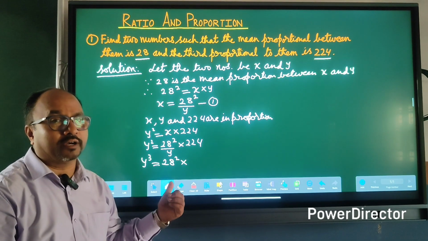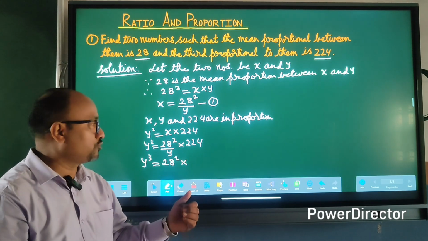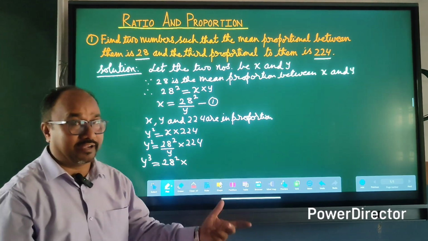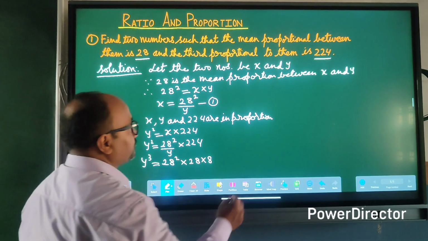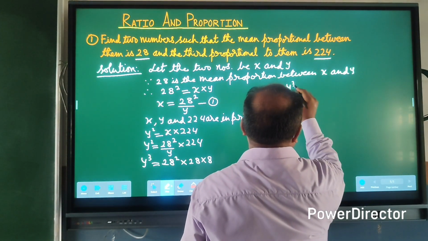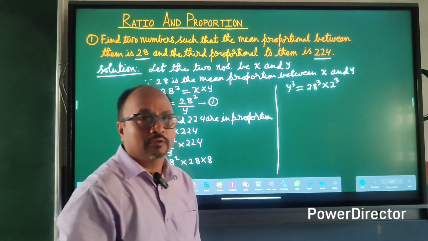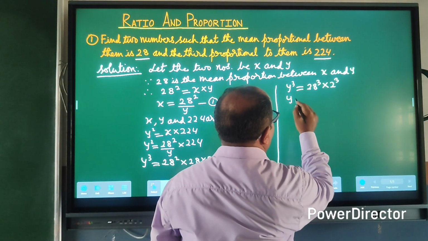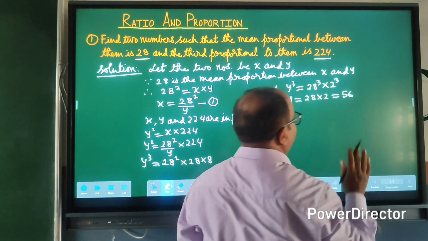28 square, and this 224, because I am getting a y cube here, so I need to get cube numbers here. So 224 is actually a product of 28 and 8. So I will write it as 28 into 8. So y cube is equals to 28 cube into 2 cube. 8 is 2 cube. Now all of them are having cube, so I can remove that cube. 28 into 2, so y value comes as 56.